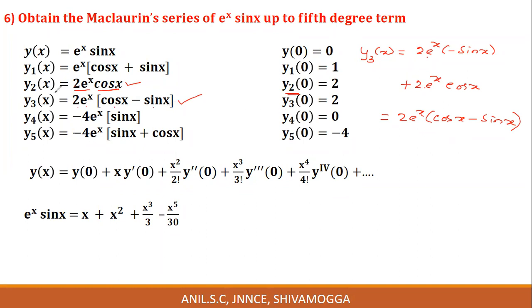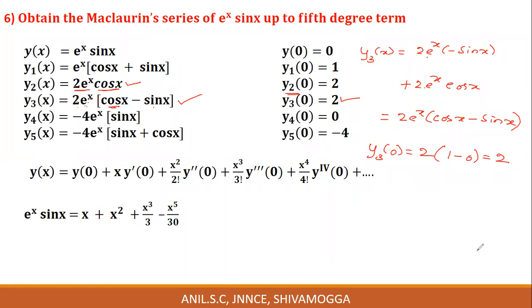To find y3 of 0, put x is equal to 0. When x is equal to 0, y3 of 0 is equal to, right hand side will be 2 into e power 0. E power 0 is 1. 1 into 2 is 2. And here this will be cos 0. Cos 0 is 1. Minus sin 0 is 0. Therefore, this is equal to 2. y3 of 0 is equal to 2. Third order derivative.